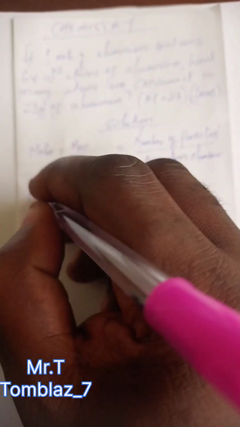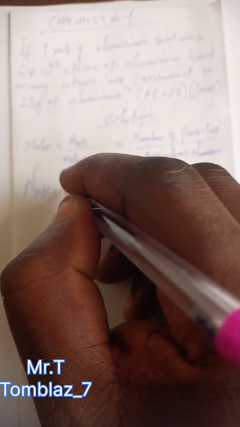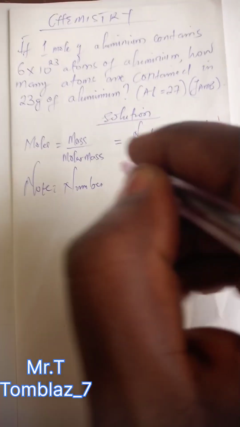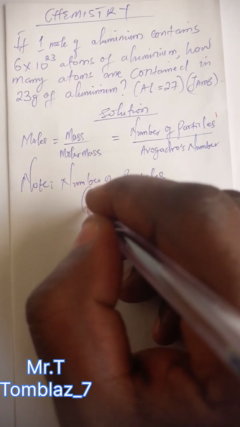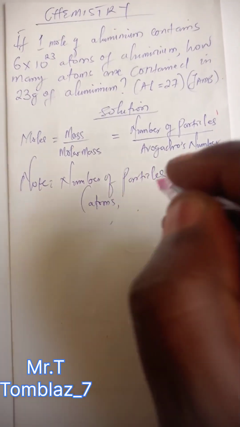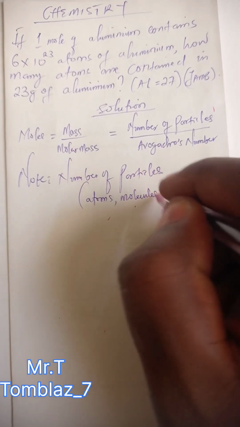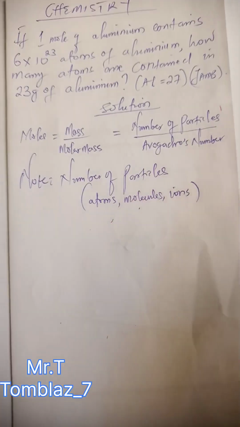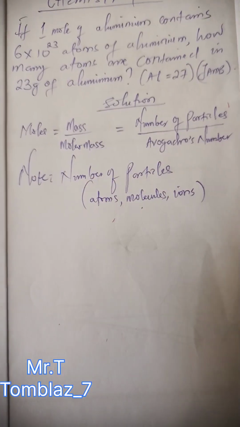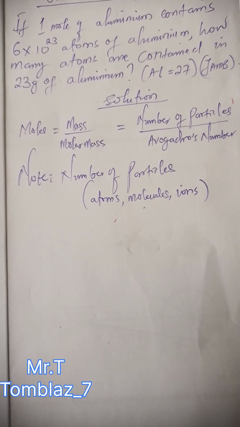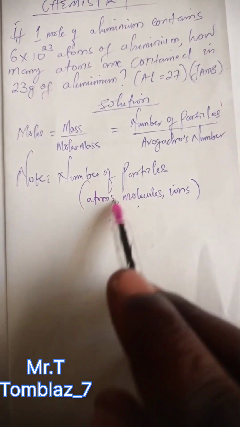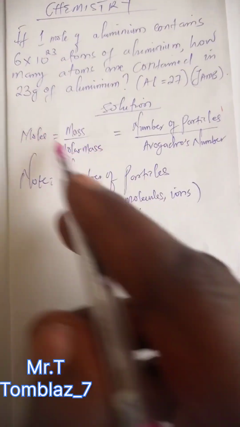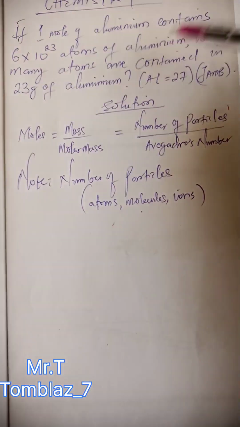Now we should note that number of particles here include the following. We have atoms, we have molecules, and we have ions. So any of these are the particles we're referring to, right? Okay, so if that is the case, now let's work out this. They say how many atoms. So here we'll now be working with atoms. So let's use this formula now to get what we are looking for.